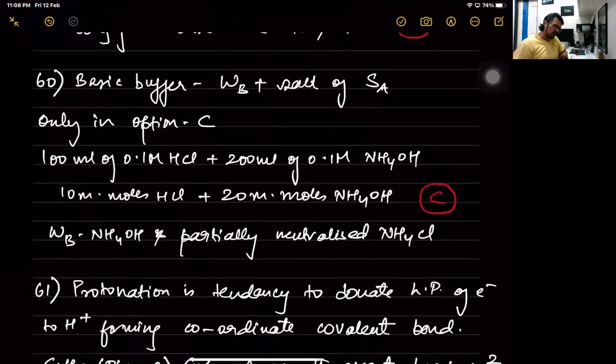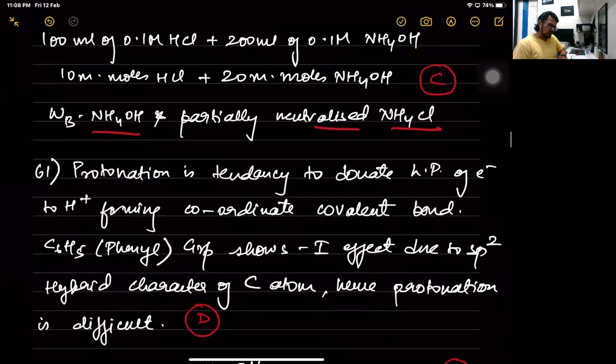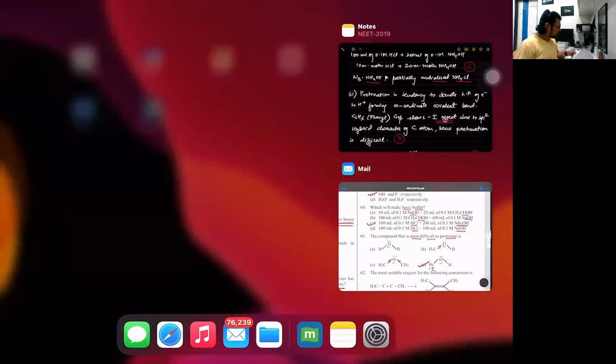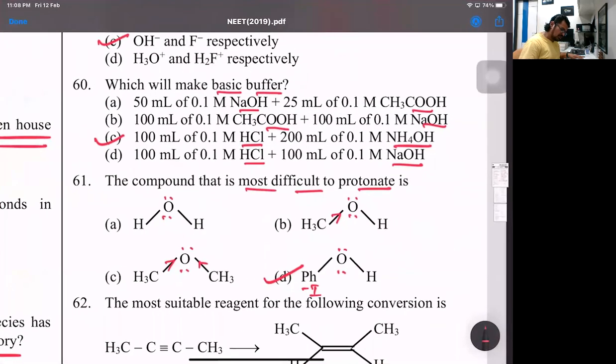60 is C, 60 is C over there. That's how it is formed. So you have a weak base and you have a partially neutralized NH4Cl. Then next one, 61, protonation is difficult because the phenyl group shows minus I. Okay. Then next one we have, that's going to be 62.